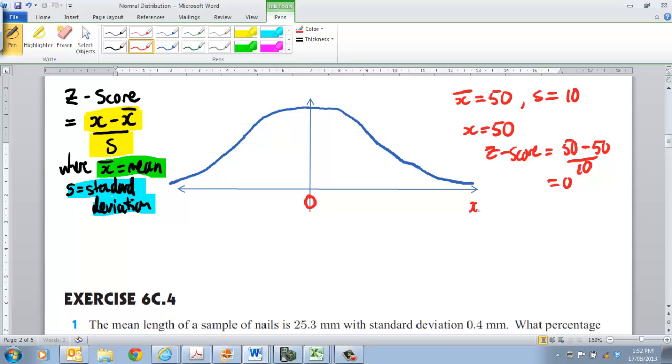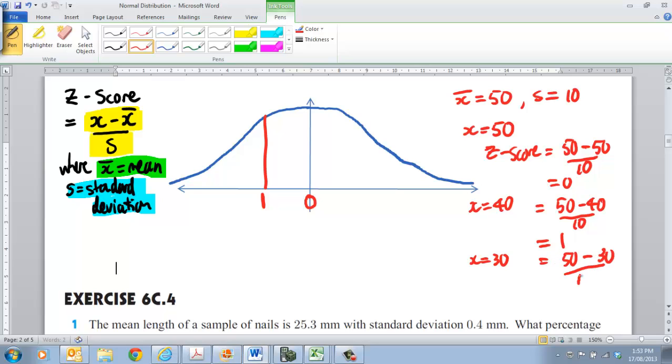Now let's try another value. If I had x equal to, say, 40, then that becomes 50 take 40 all over 10. That gives me 10 over 10, which is 1. So this value over here, one standard deviation away from the mean, has a z-score of 1. If we went two standard deviations, in other words if x was equal to 30, then that would become 50 take 30 over 10, which is 20 over 10, which is 2. So then we'd be two standard deviations away, and then three standard deviations. So really, the number of standard deviations that you are away from the mean is in fact your z-score.